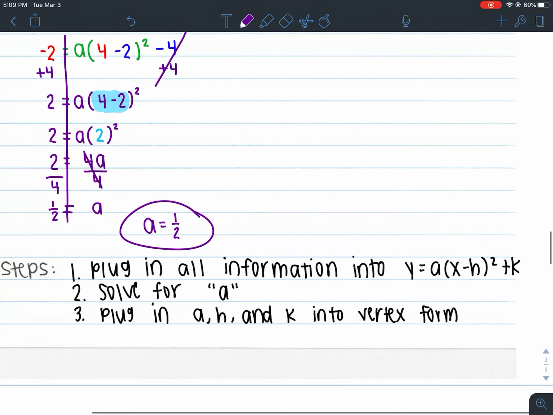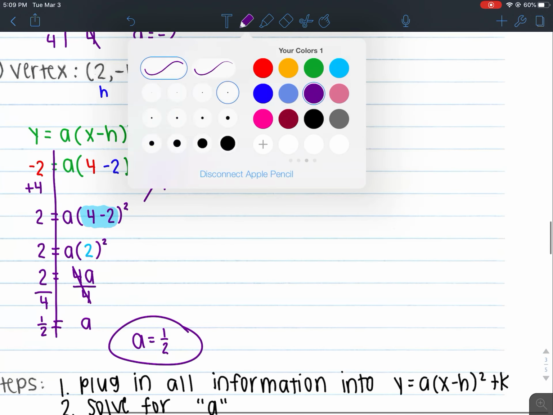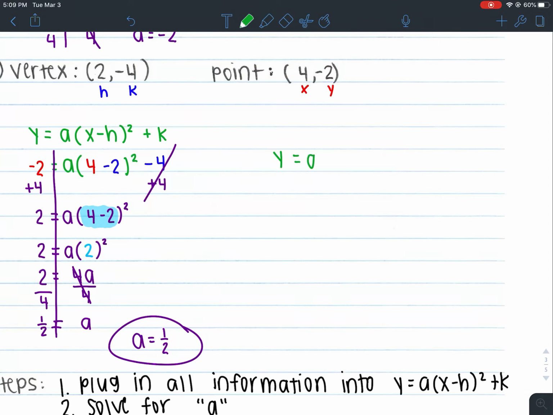So once I solve for a, I need to plug in a, h, and k into vertex form. Remember, vertex form, we wrote it over there. a, parentheses, x minus h, parentheses squared, plus k. Plug in your a, h, and k. So we start. y equals, what's our a? 1/2. Okay? Sometimes it will be a fraction. It is what it is. Parentheses, x, because you don't want to plug in anything for x and y, right? You want to keep those there.